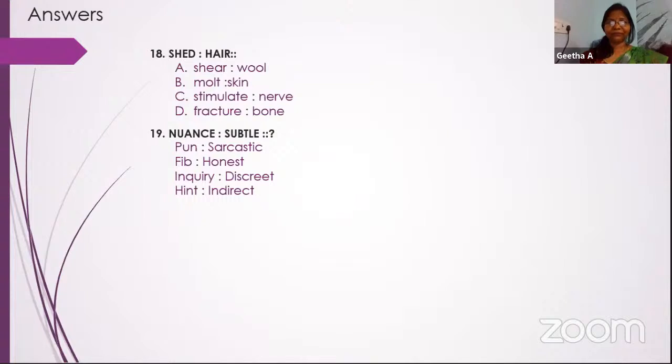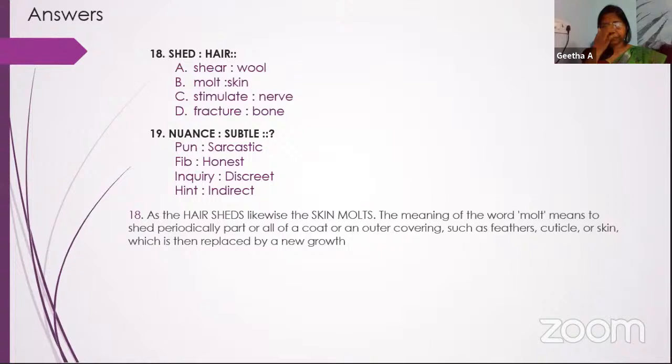2 and 4. Okay, good. So let us just check the answers. I think most of you have tried it out. So let me show the answers.